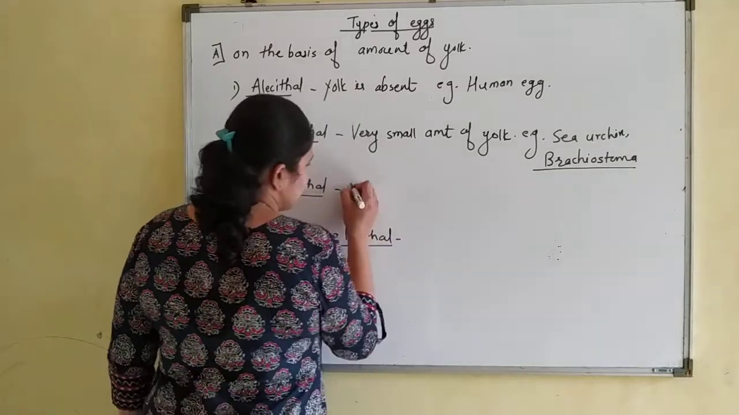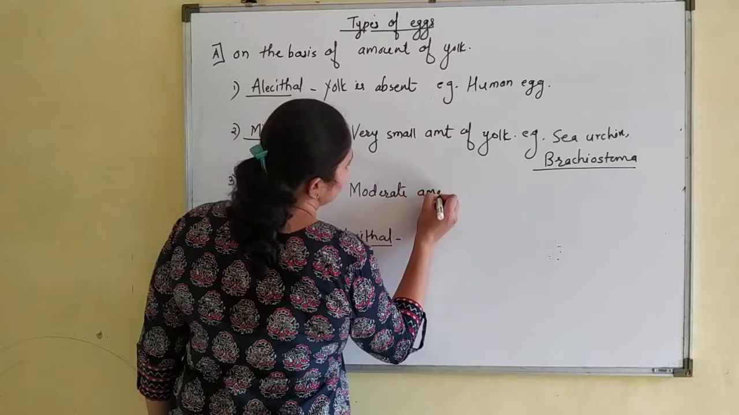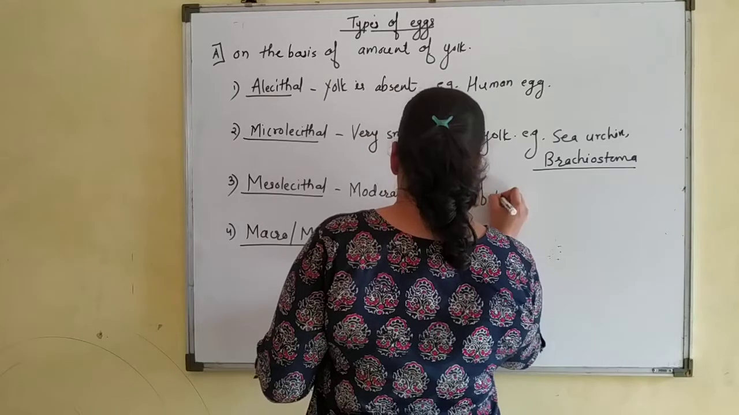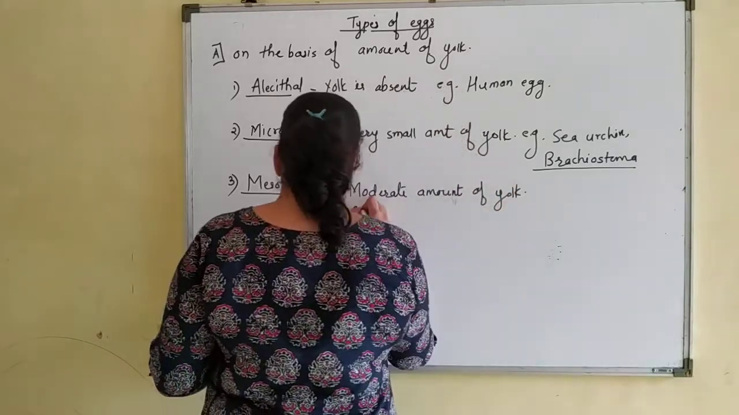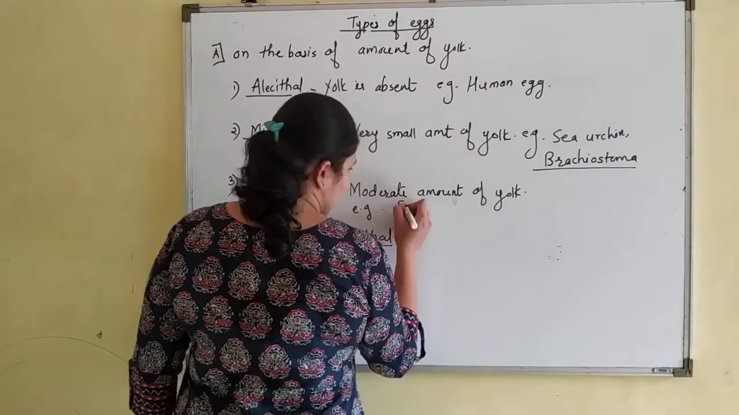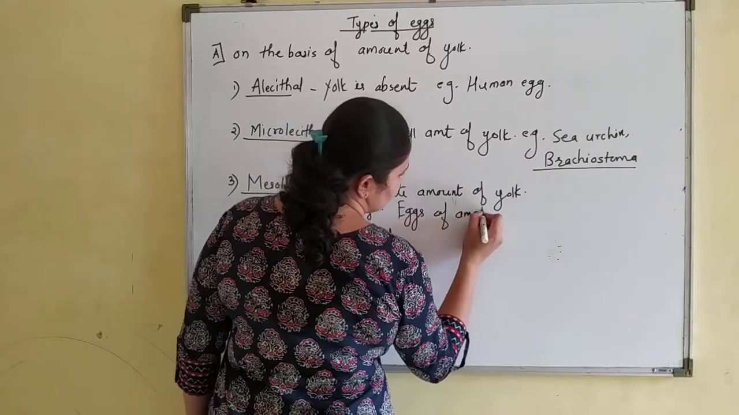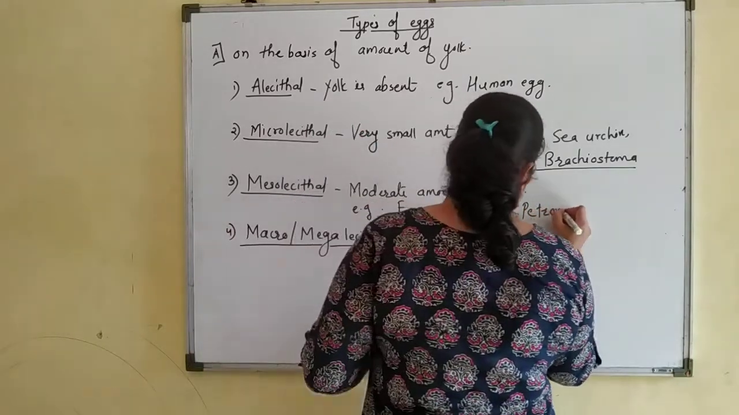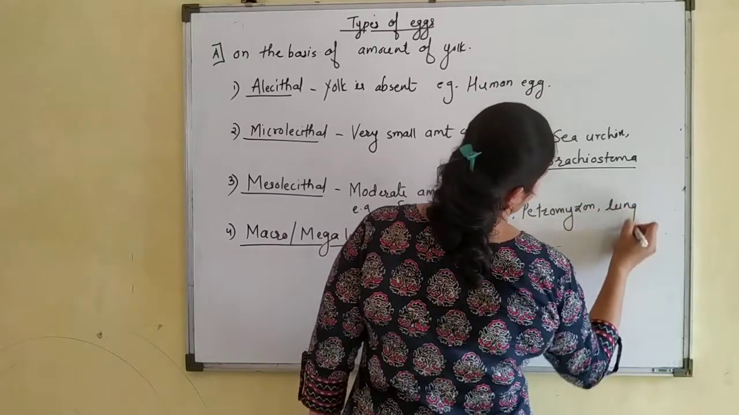Mesolecithal, large amount of yolk, or you can say moderate amount of yolk. Examples: eggs of amphibia, then petromyzon, lungfishes.